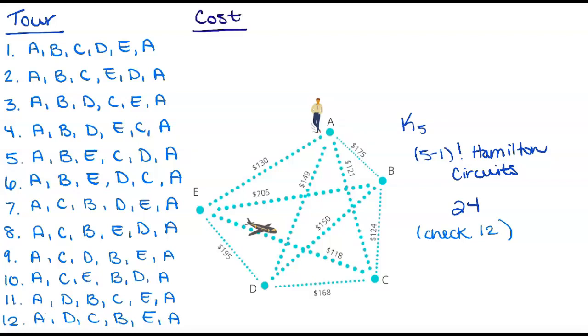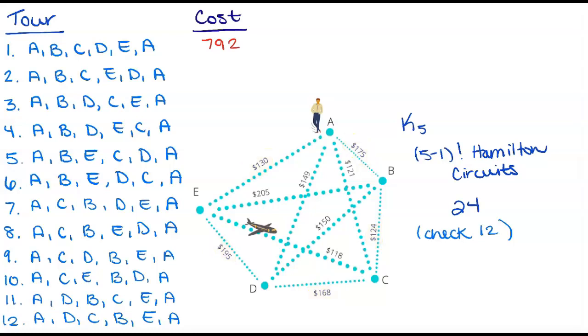Starting with our first tour, we go from A to B for a cost of $175, then B to C for $124, C to D for $168, D to E for $195, and E back to A for $130. This route has a total cost of $792. Now we look at the second route.